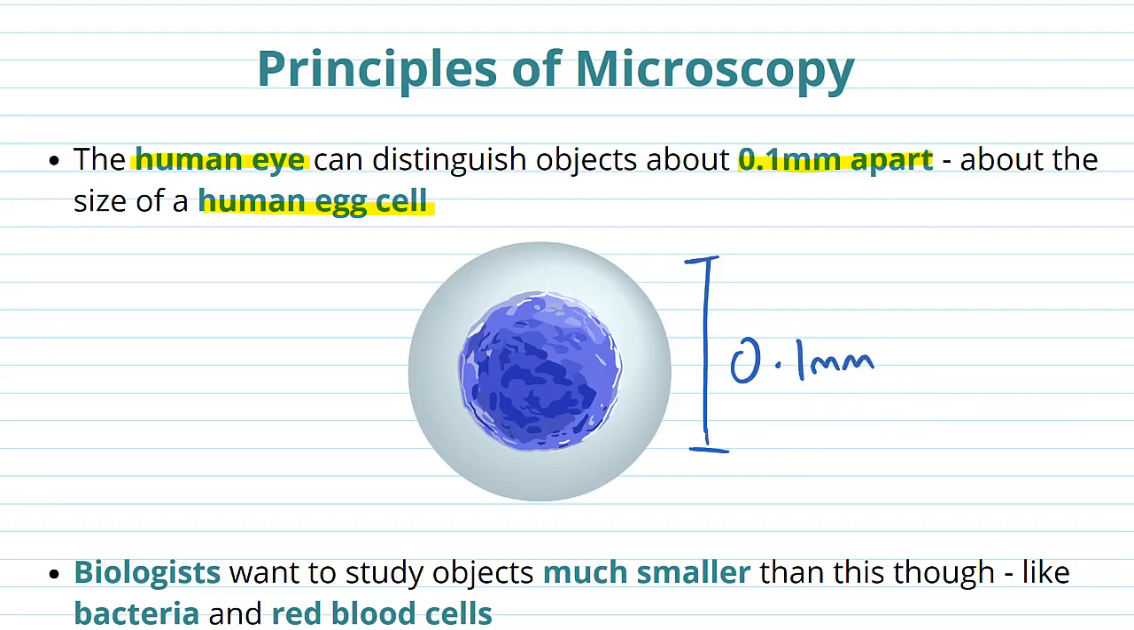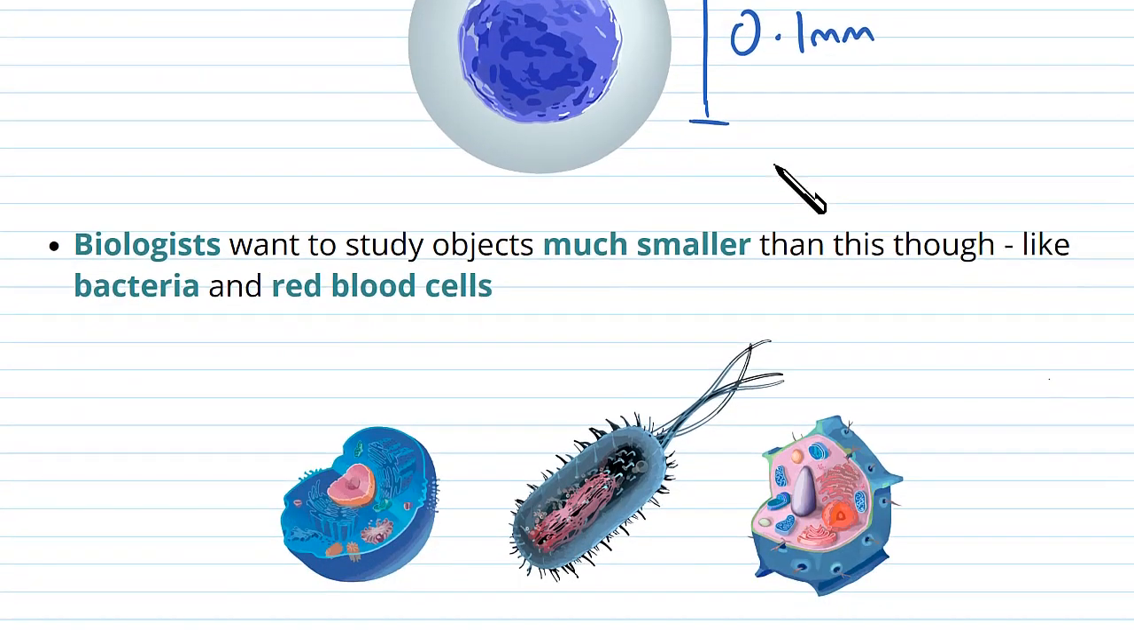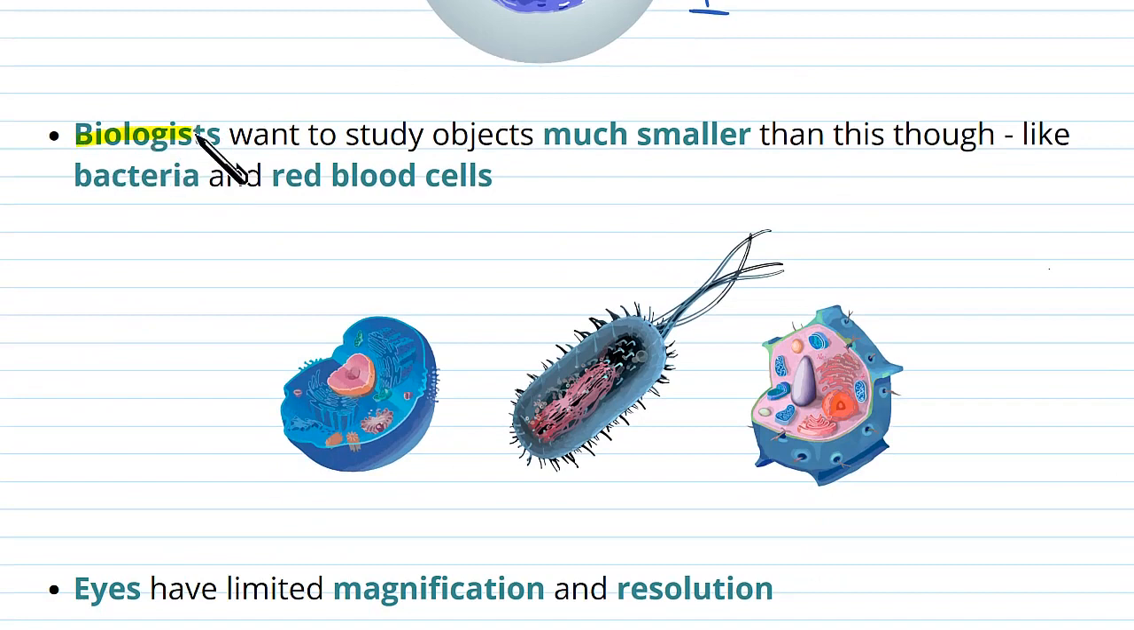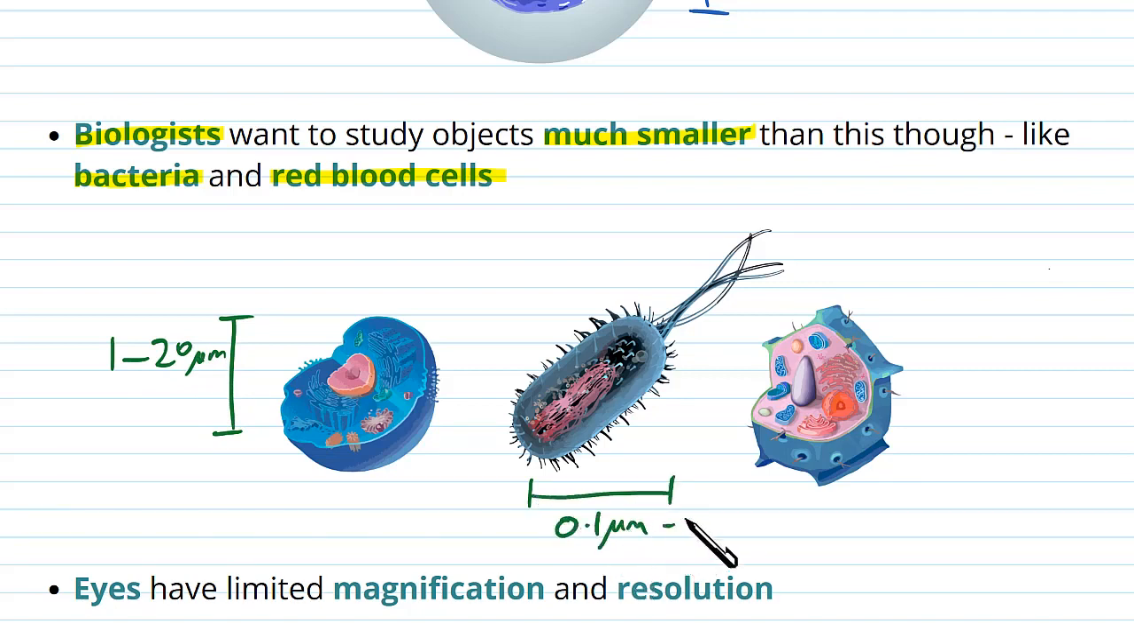But the problem with this is that biologists want to study things which are much smaller than the egg cell, like bacteria and red blood cells. Otherwise we wouldn't get far in understanding biology at all. For example, eukaryotic cells tend to be roughly 1 to 20 micrometers in size. Bacterial cells are often 0.1 micrometers in size up to about 5, so they can be really small.